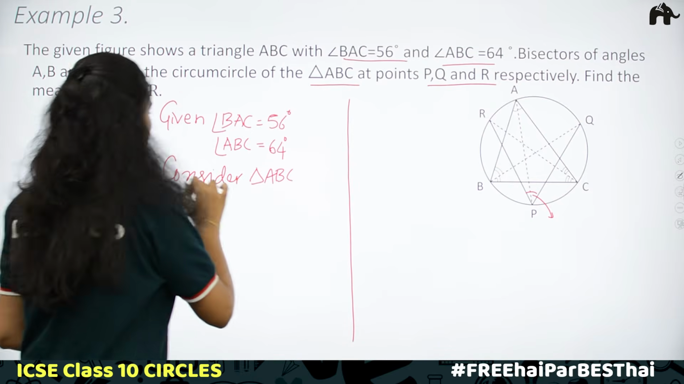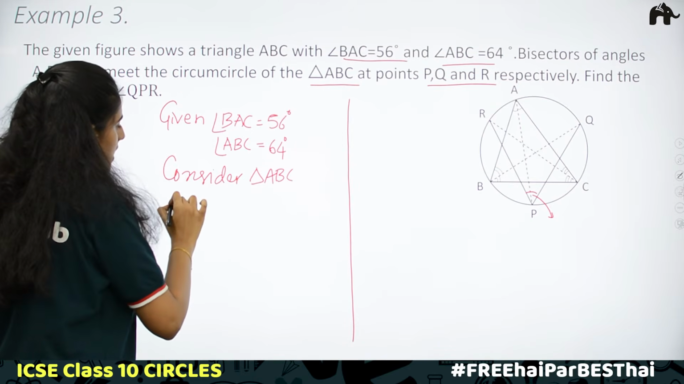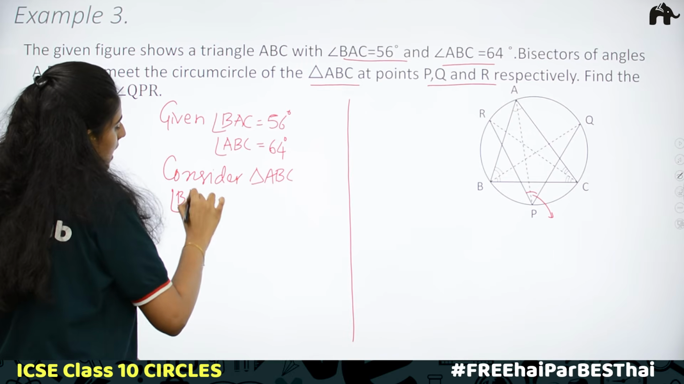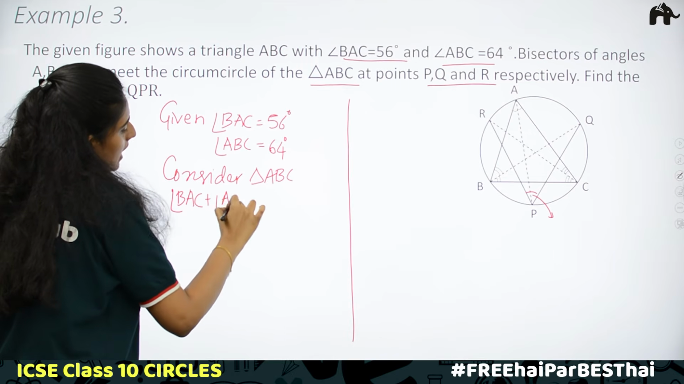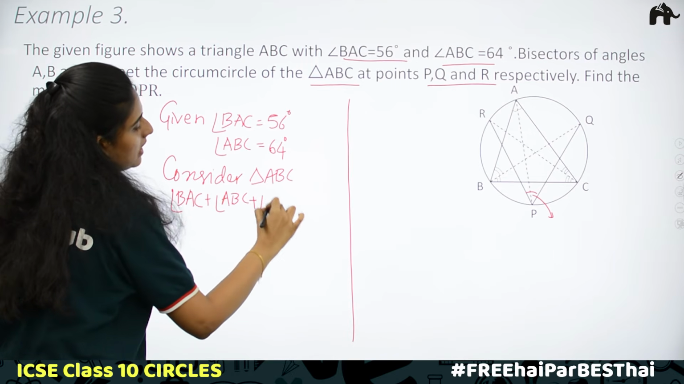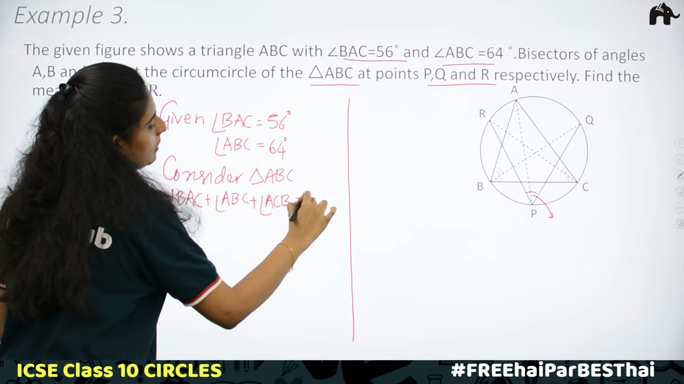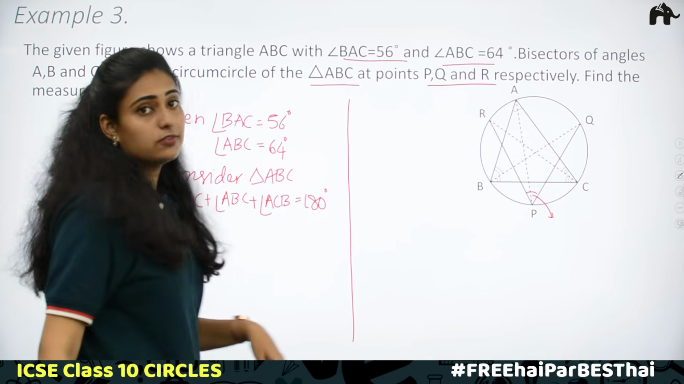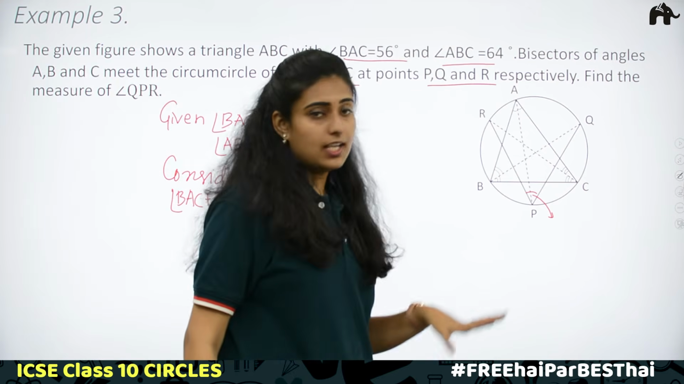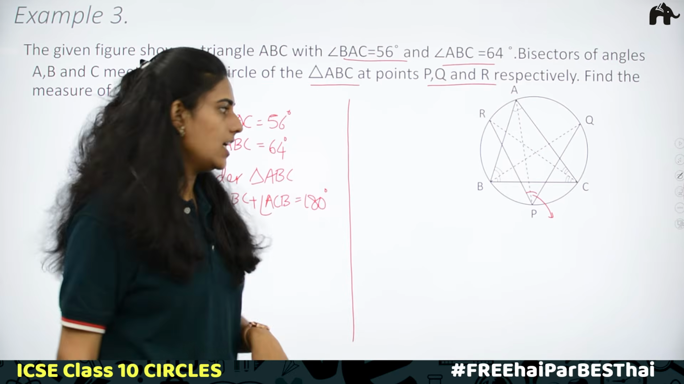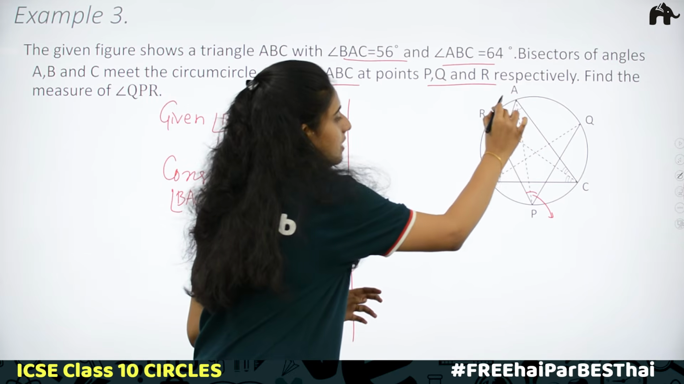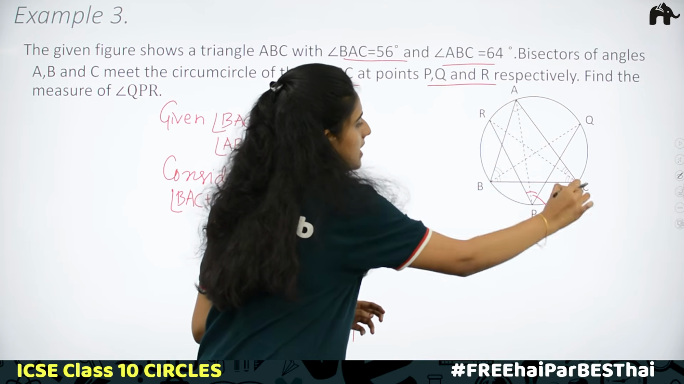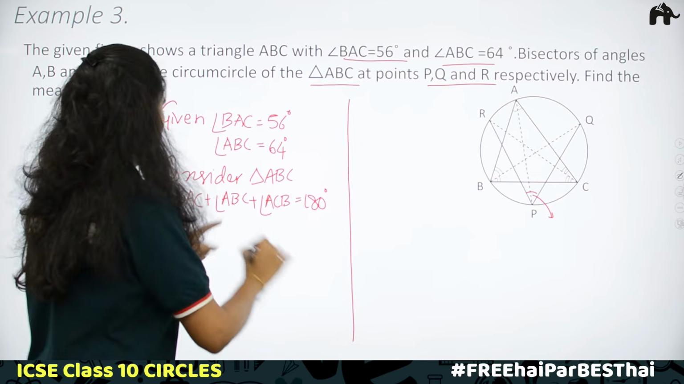Yes. In triangle ABC, angle BAC plus angle ABC plus angle ACB will be equal to 180 degrees. The sum of the interior angles of a triangle is 180 degrees. Now, we can find the value of ACB. What is ACB then?